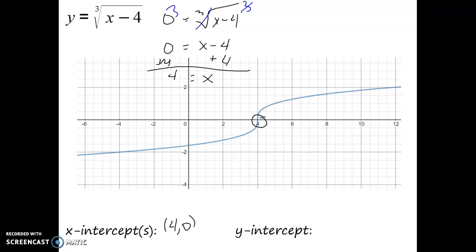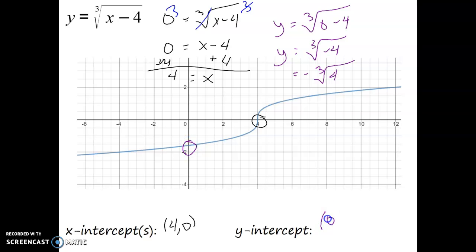All right, let's find the y-intercept. So to find the y-intercept, I put 0 in place of x, and I solve for y. So 0 minus 4, negative 4. Well, negative 4 is not a perfect cube number, and I can't bring a factor tree in circle groups of 3. There's not enough, so I'm just going to bring out the negative cube root of 4, and that's what I have right there. I don't need to type that in my calculator. I can just leave it as a negative cube root of 4. So that's my y-intercept.